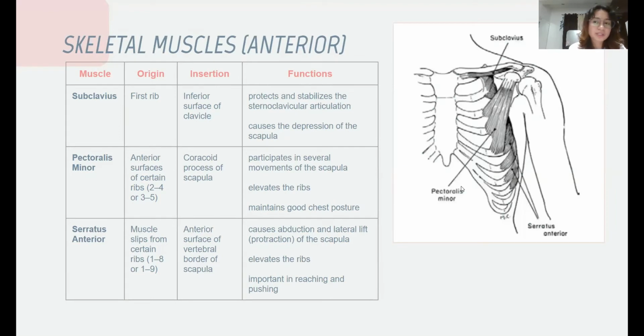Look at this illustration. The upper portion is the subclavius. This muscle is a short triangular muscle of the thoracic wall that lies underneath the clavicle. It originates from the first rib and courses laterally to insert on the inferior surface of the clavicle. The pull of this muscle, which is slightly downward and strongly toward the sternum, suggests that its primary function is to stabilize the sternoclavicular articulation. Also, its position has something to do with the depression of the scapula.